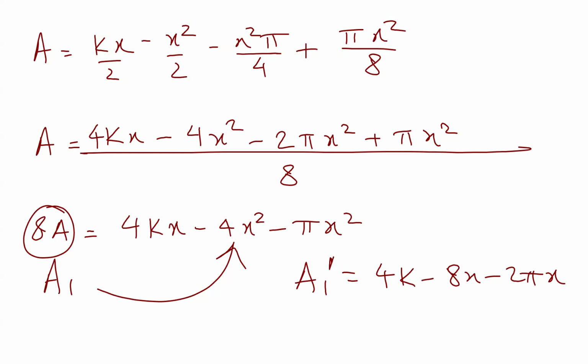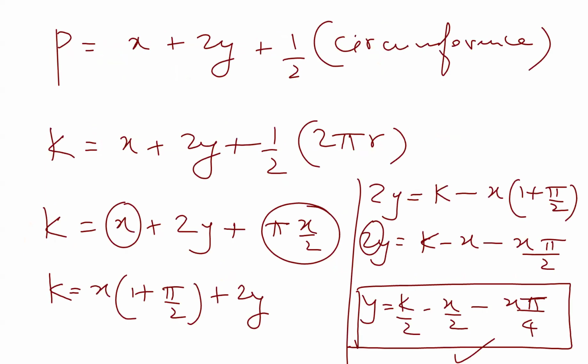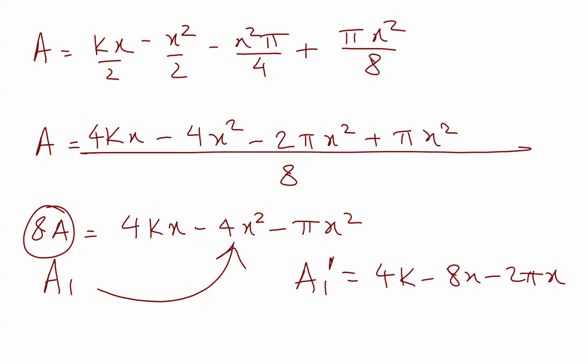So can you show what you got y as once again? Yeah, sure. Y is k by 2 minus x by 2 minus x pi by 4. Okay, yes. Thank you, sir. No problem. So yeah, tell me. In the previous sum, you had taken x square common. So here also you can do that. Yes, absolutely. We can take x square common. Some people are suggesting to take that common. That is a better idea.